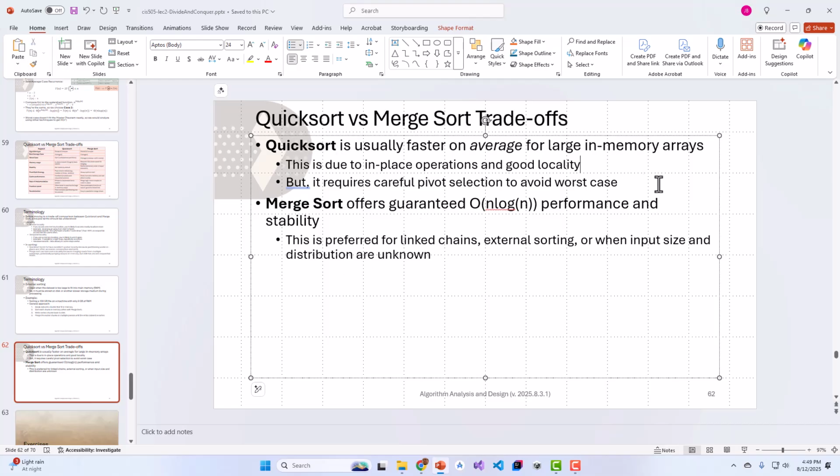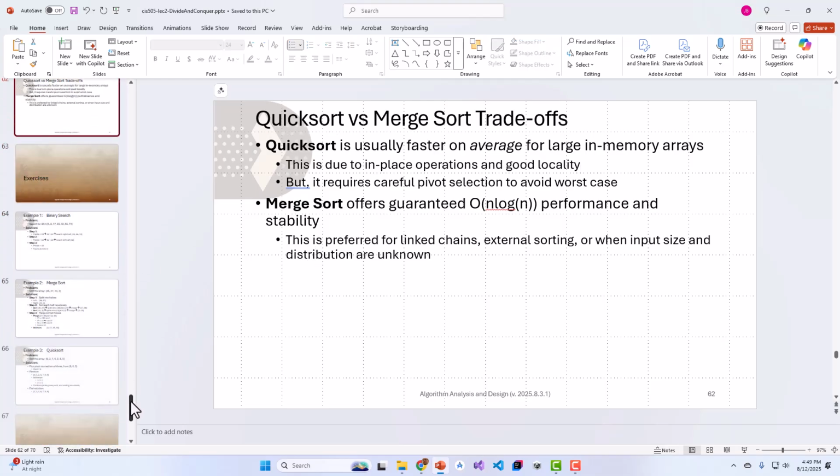Okay, so Quicksort is usually faster on average for large in-memory arrays. This is due to the in-place operations and good locality that we talked about, but it requires careful pivot selection to avoid the worst case. Merge sort often offers guaranteed big O of n log n performance and stability, and that is preferred for linked chains, external sorting, that we just talked about, or when input size and distribution are unknown.